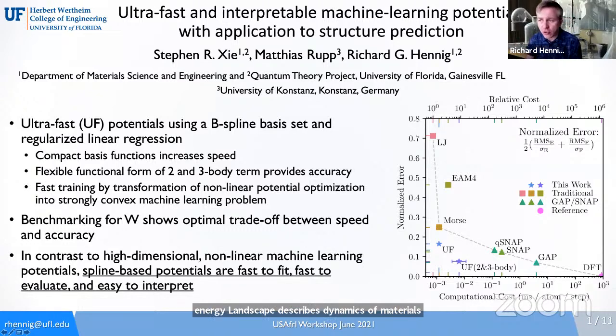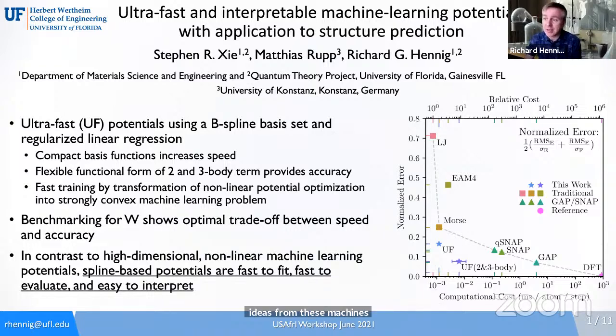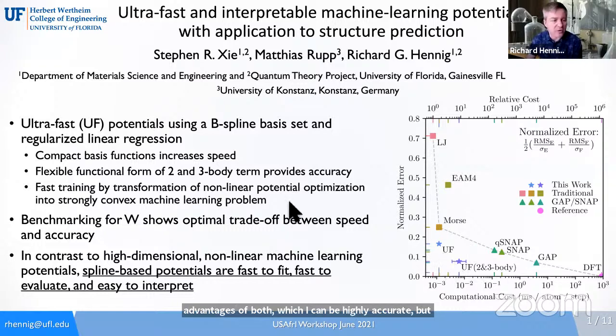And so what I'm going to show you in this talk is that we can take ideas from these empirical potentials and ideas from these machine learning potentials to come up with models which combine the advantages of both, which can be highly accurate, but which can also be very, very fast. And so what we're doing is using B-splines, compact B-spline basis sets, to represent these potentials in real space, express them as 2- and 3-body terms, and then come up with accurate spline-based potentials that are fast to fit, fast to evaluate, accurate, and easy to interpret.